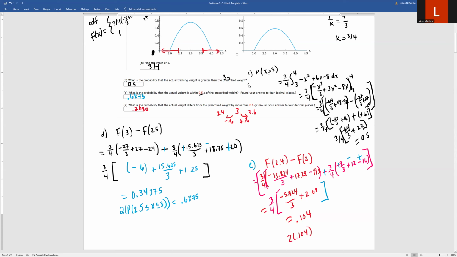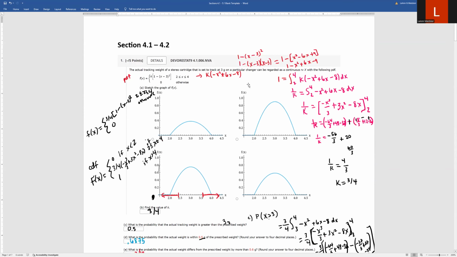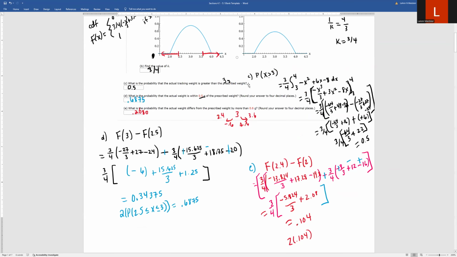All right, that's going to be the end of this video because these problems in this section, I only have 3 for 4.1 to 4.2 because there's just so much integration. I'm going to do a second and probably a third video for the next 2 problems.